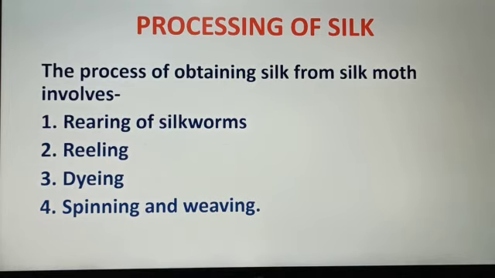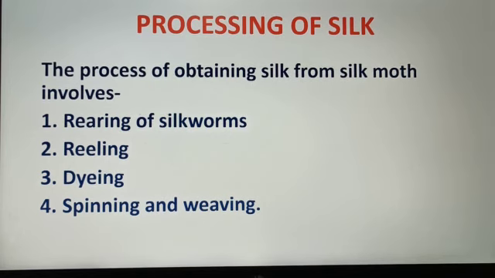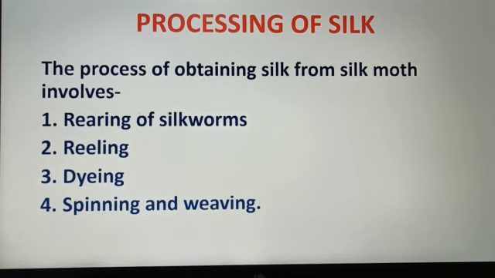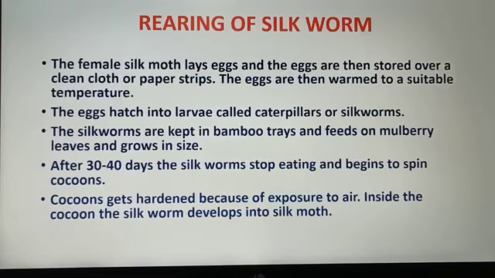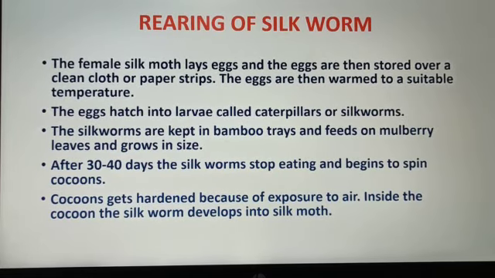Now the processing of silk, it involves 4 steps. First is rearing of silkworm, second is reeling, third is dyeing, and fourth is spinning and weaving. In the rearing of silkworm, the female silk moth lays eggs and the eggs are then stored over a clean cloth or paper strip. The eggs are then warmed to a suitable temperature. The eggs hatch into larvae called caterpillars or silkworms.